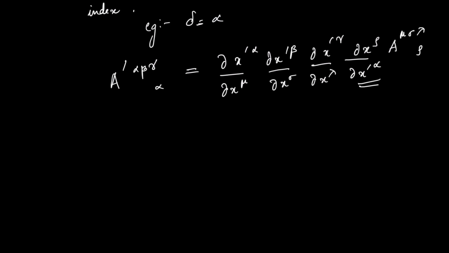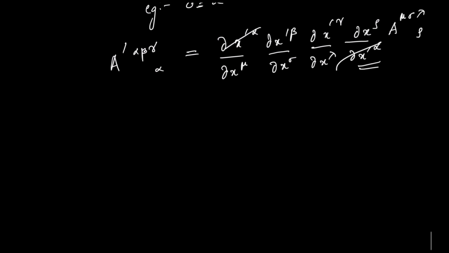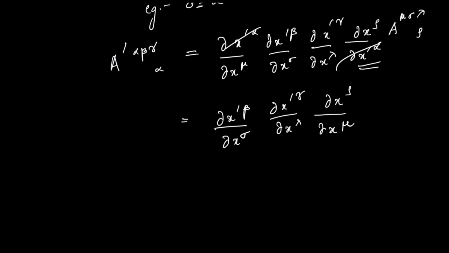Okay. So in that case, the x prime alpha and x prime alpha will be cancelling. So I have partial x prime beta with respect to x sigma, x prime gamma with respect to x lambda, and x rho with respect to x mu, this and this, and A mu sigma lambda rho.